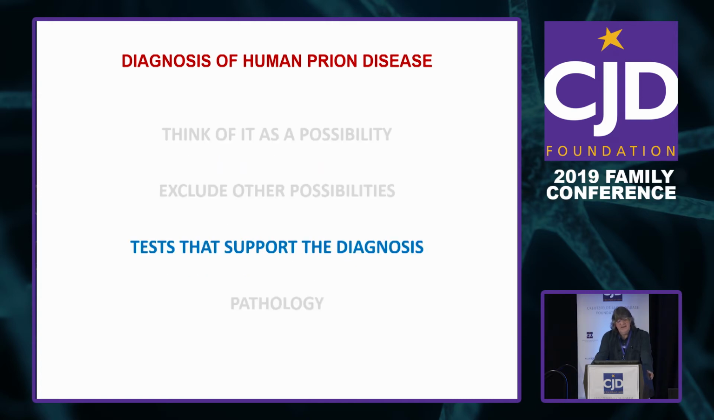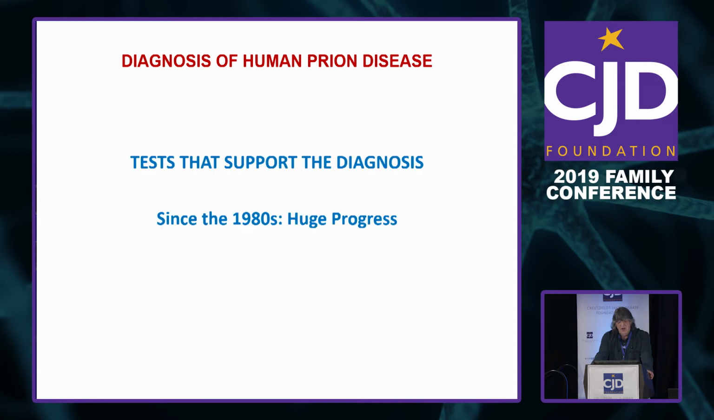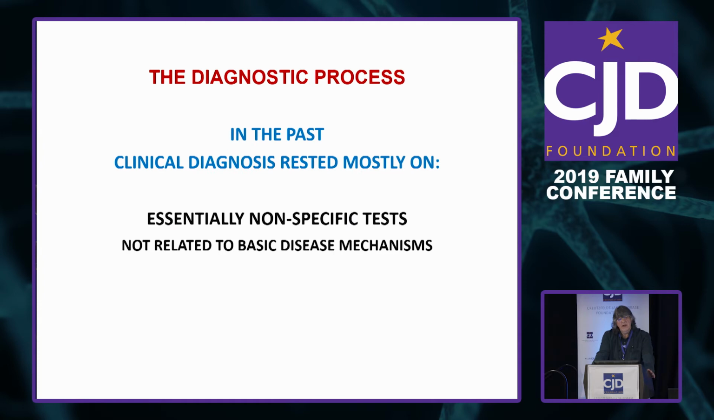So let's turn to the tests that do support the diagnosis. And I think that what I can say is that since the 1980s, there's been huge progress in this area. It's been one of the biggest developments of all. In the past, clinical diagnosis was based mostly on essentially non-specific tests that were not related to the basic prion protein mechanism, and they just happened, almost by chance, to be useful.